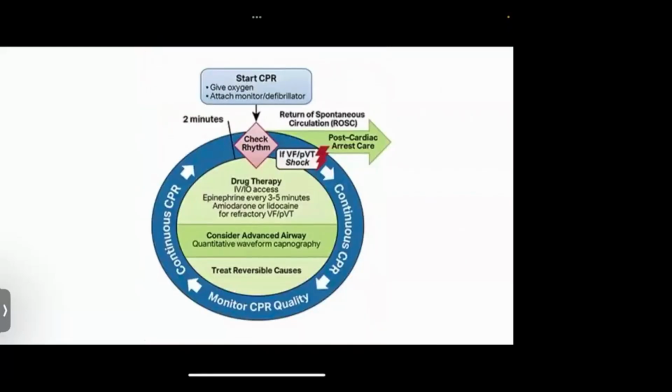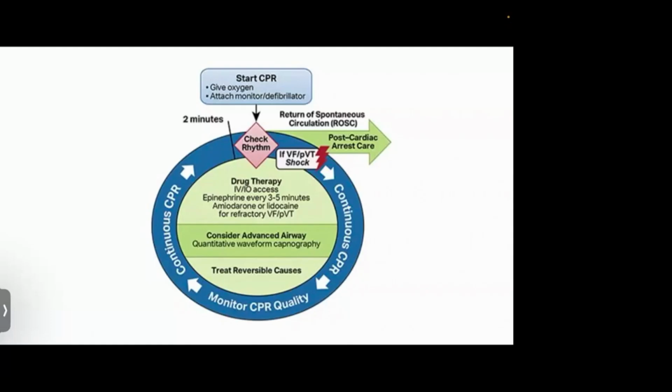Now, as you get trained in more topics like ACLS and BLS, you will see this is how the cycle of CPR goes on. Every time in CPR, you check the rhythm. If it's a shockable rhythm like ventricular fibrillation or ventricular tachycardia, you deliver the shock, you continue the CPR, and you monitor for quality, which is done by the team leader. This goes on in cycles. Apart from that, you have to get IV access, an advanced airway, and treat the reversible causes. This is how the entire process should look.